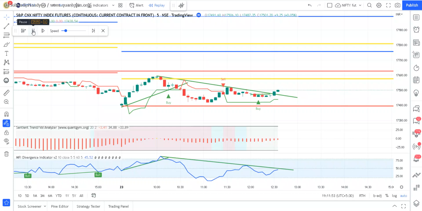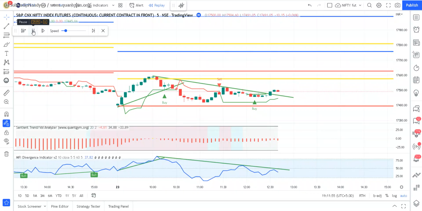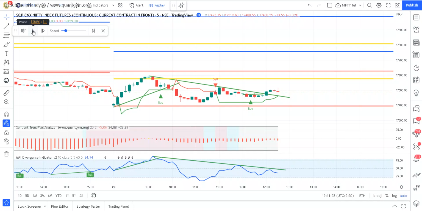No, no. Yes, wait. Here the bar is complete. This one has given you a breakout. So MFI breakout has given you a buy. Quantity stop has given you a buy, which has been confirmed. This one is still red, it is going down. So 2 out of 3 are confirmed.